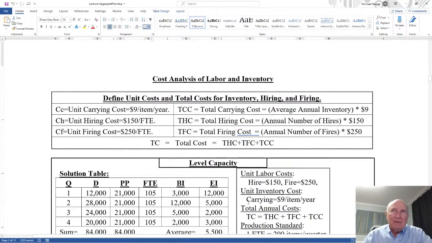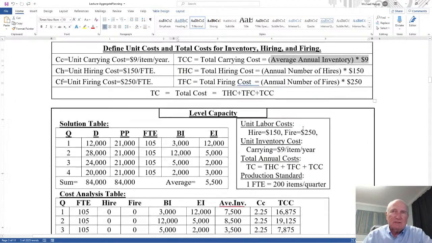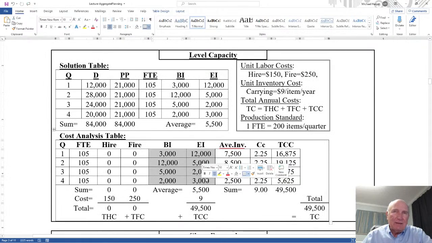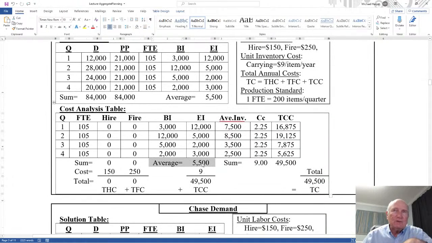Well, like I did up here, I want my average annual inventory times my unit cost. So I average all 8 numbers from the beginning to be safe. I average all 8 numbers to get an average of 5,500. Each one of those items throughout the year cost me $9 to carry, so $49.5 becomes my carrying cost. I add all 3 of those together as my total cost.